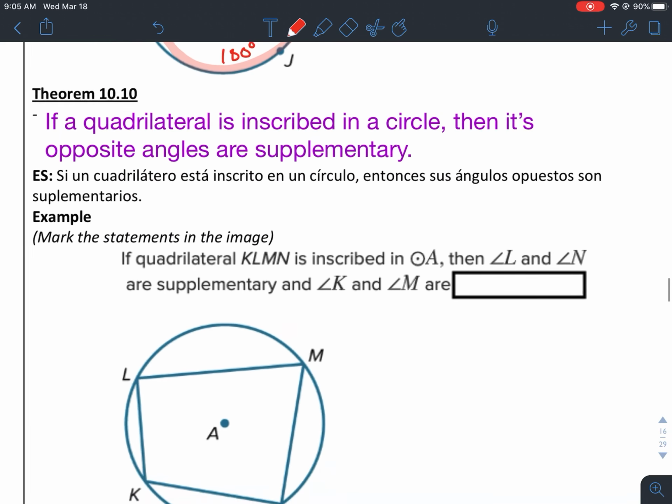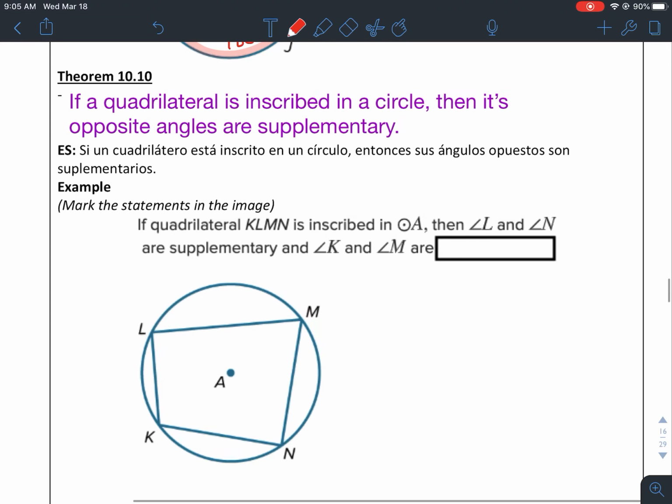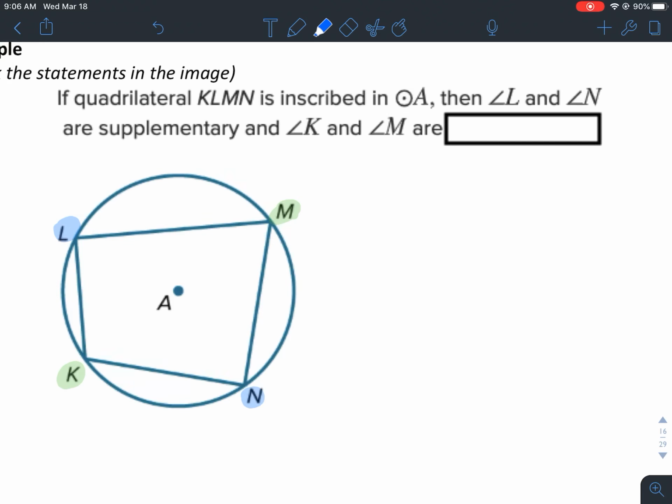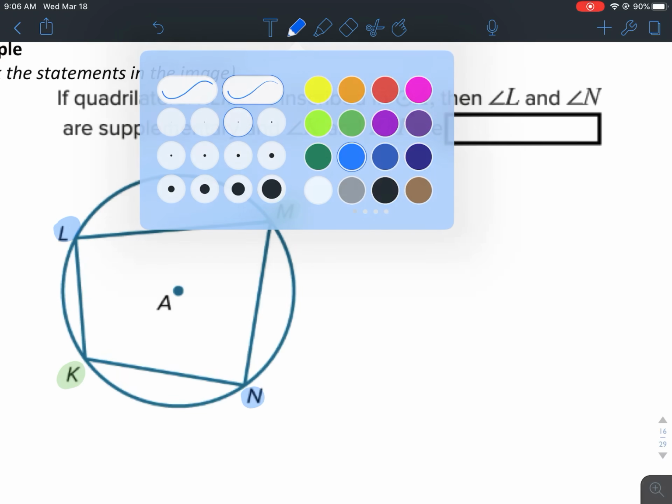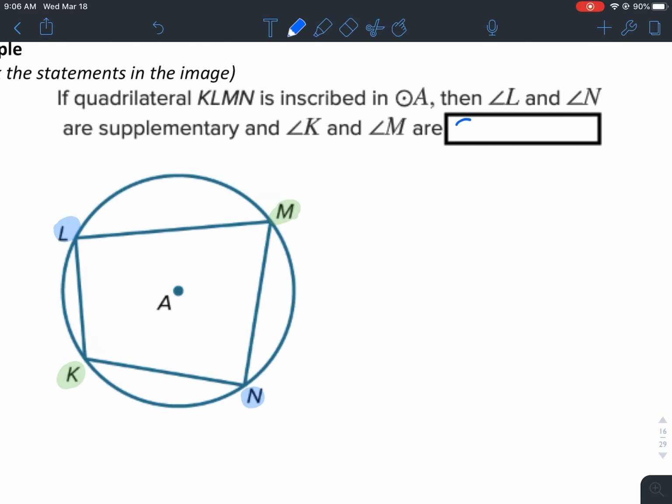For theorem 10.10, it's a simple one in regards to what we've been doing. And using prior knowledge, we can apply this here. Again, we talked about what a quadrilateral is. It's a four-sided figure. If you have one that's inside a circle, where all its vertices or angles are on the circle, then we know that the angles opposite to each other are going to be supplementary. So, if you have a quadrilateral on the inside, all the angles on the circle, then we can say that L and K and M are going to be supplementary. Again, if you refer to prior knowledge, supplementary angles add to 180.